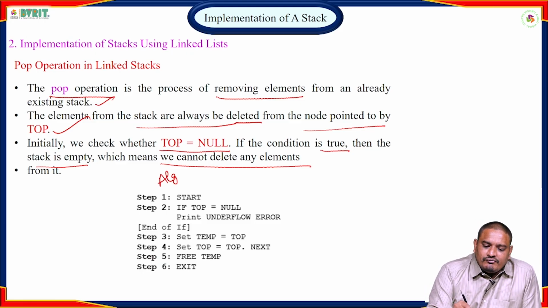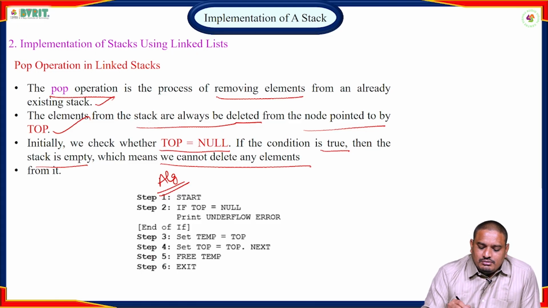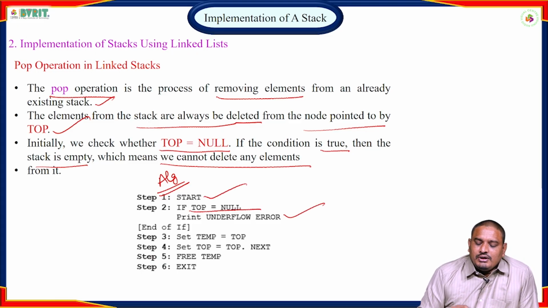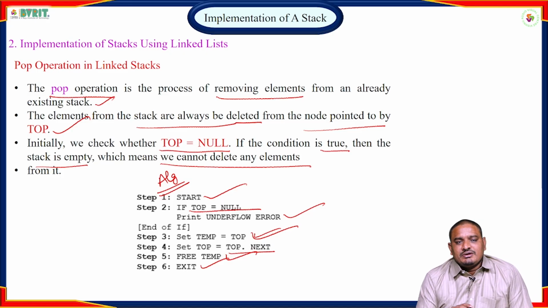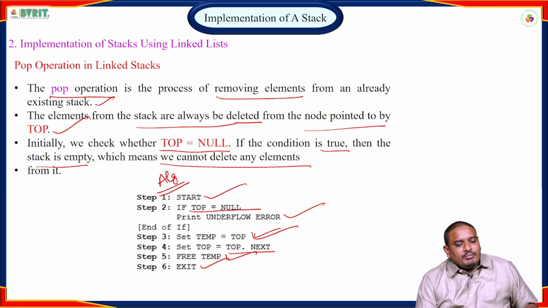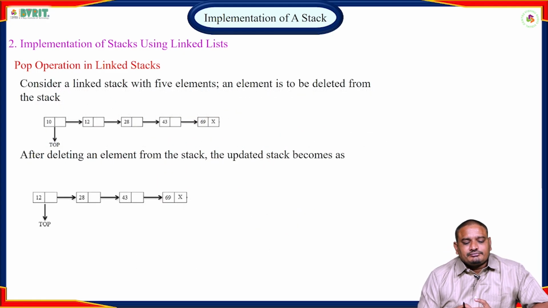This is the algorithm for the pop operation. Initially, start. If top equals null, an underflow error condition is displayed. We create one temporary variable, which holds the top position. Then the top position becomes top dot next. Next, we free the temporary variable and exit. These steps are followed for the pop operation.